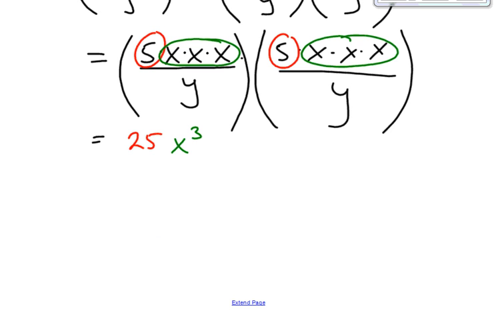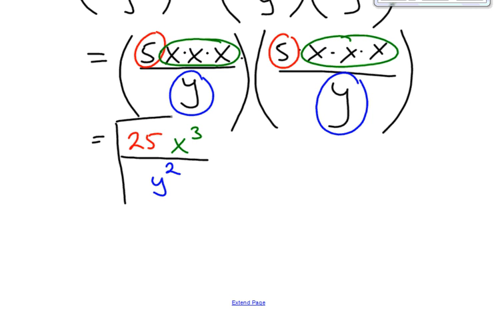Then for the denominator, you have the y's. And again, the y's are both in the denominator. There's none in the numerator, so nothing's going to cancel out. So that just leaves you with a y times y, or y squared, in the denominator. So this is my final answer.